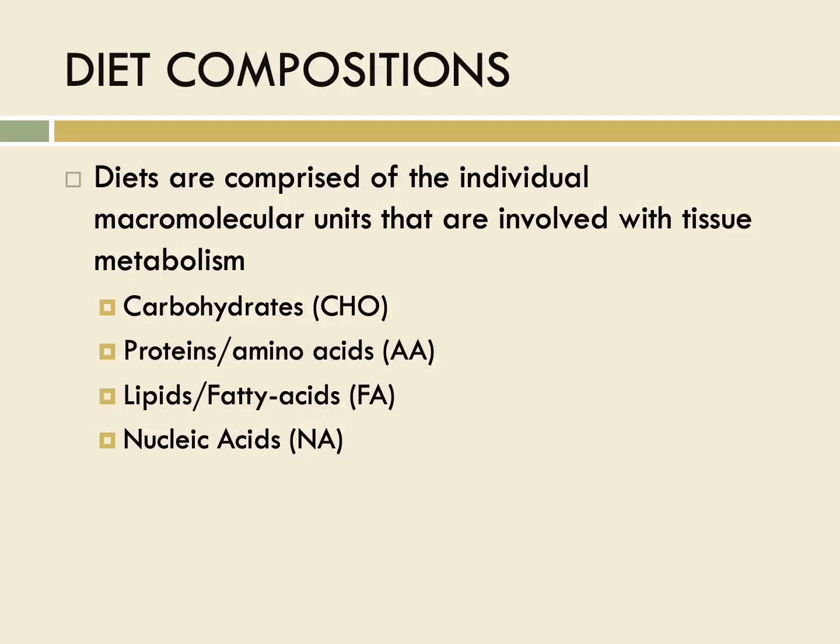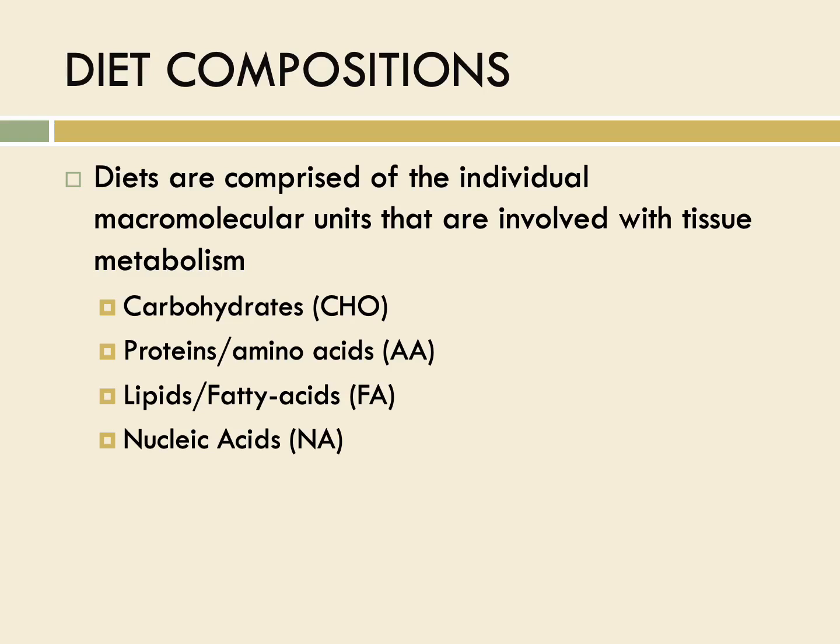So let's take a look here at the composition of diet as it relates to energetic needs as well as metabolic needs for the body, in which we have to remember that based off of what the body needs, we have four distinct macromolecules that we must consume: carbohydrates, abbreviated CHO, proteins or amino acids, abbreviated AA, lipids or fatty acids, which will be abbreviated FA, and nucleic acids, which will be abbreviated NA.